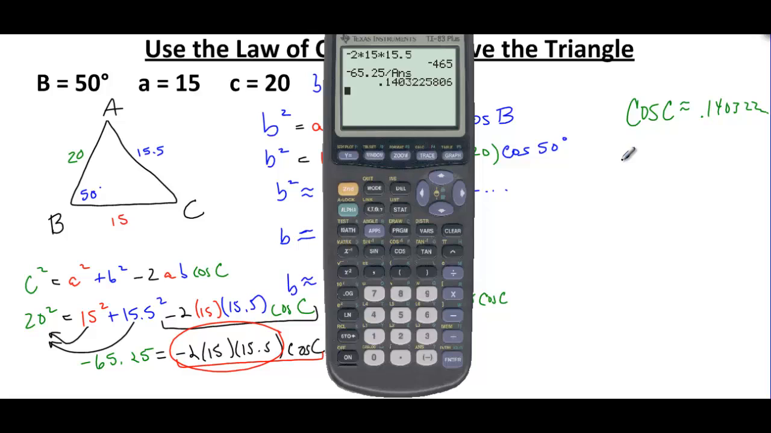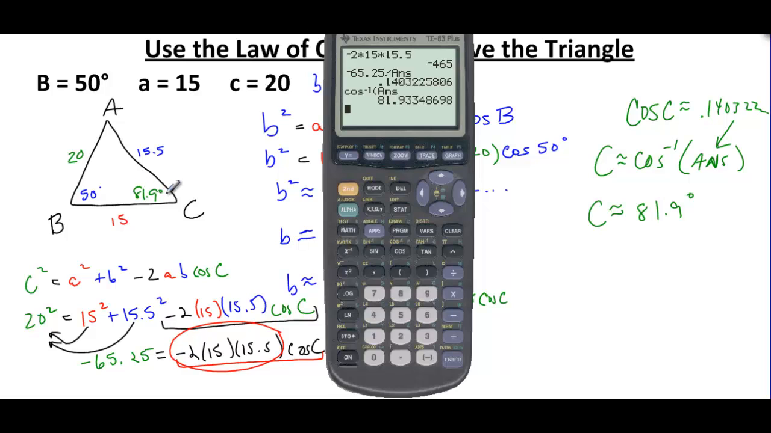But now I need to get c by itself. So remember, you have to take the inverse of this previous answer. So that's what I'm going to do. I'm going to hit second cosine, second answer, hit enter, and now I get that the angle c is approximately 81.9 degrees.